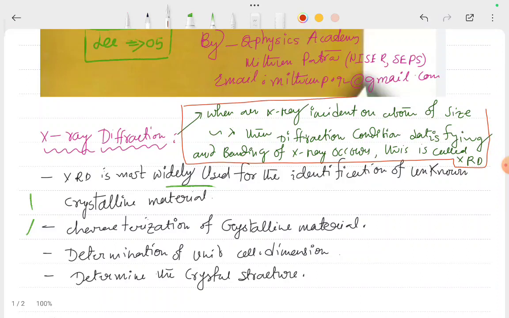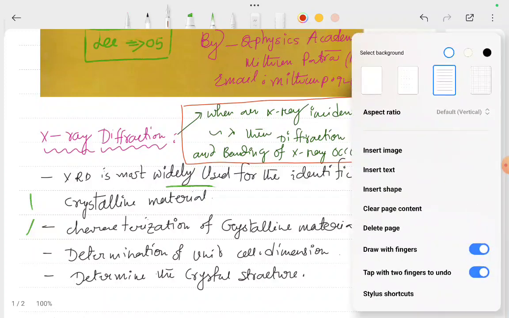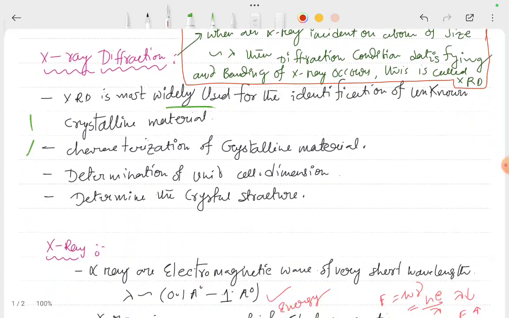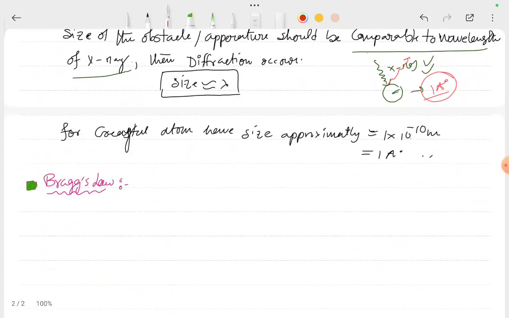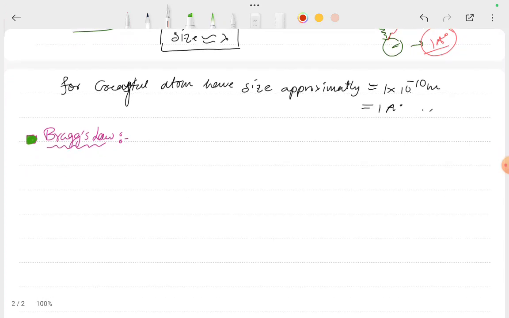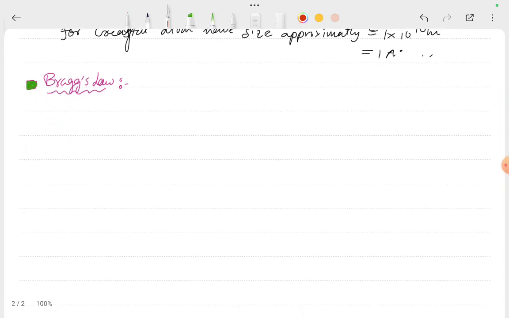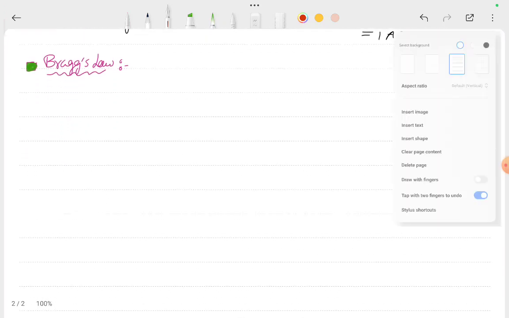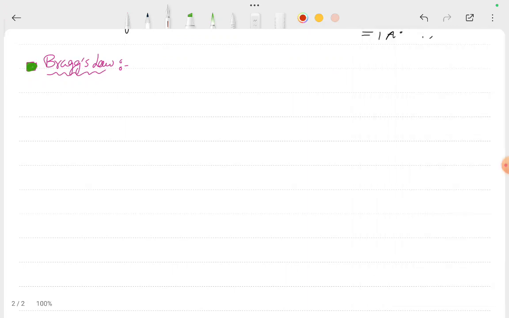Okay, this is the definition of X-ray diffraction, and we discussed some properties of X-rays and some properties of diffraction. Now let's come to a very important principle. This is called Bragg's law. What is Bragg's law?